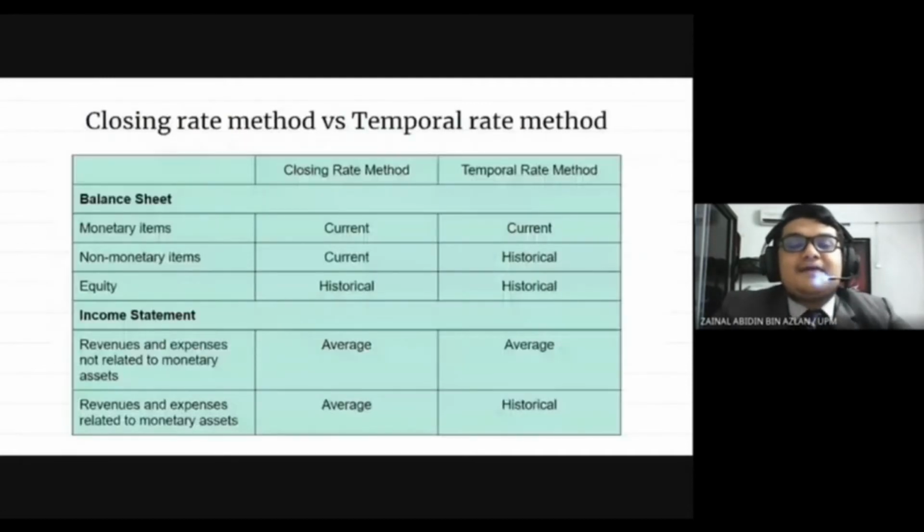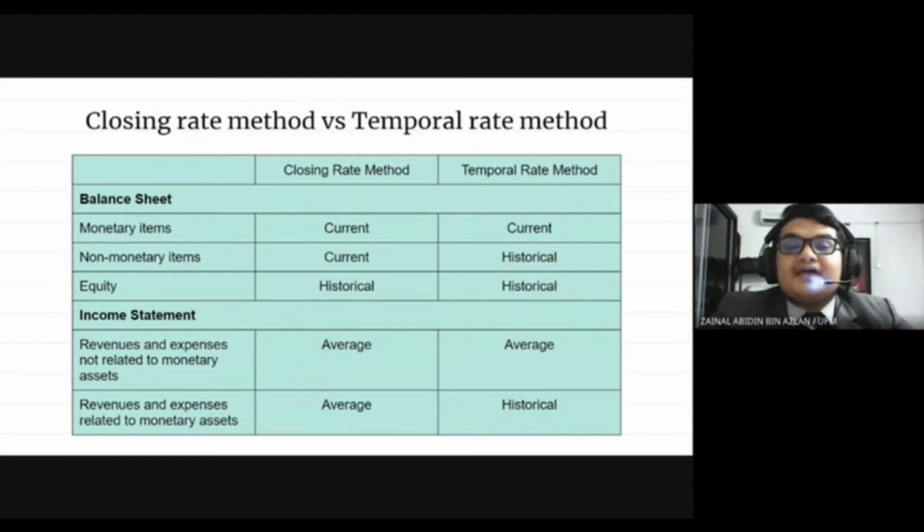Okay, this is the summary of the closing rate method versus the temporal rate method so that you can understand and differentiate between these methods and more easily apply them in any situation of the consolidated financial statement. By using the closing rate method on the balance sheet, the monetary items and non-monetary items use the current rate. However, for the equity element, use the historical rate. For the income statement, the revenue and expense not related to monetary assets and the revenue and expense related to monetary assets both use the average rate.